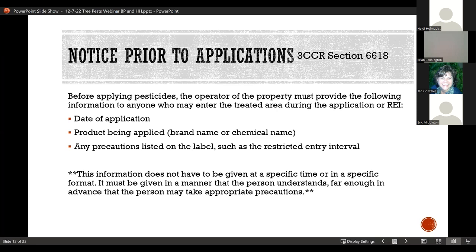There's no specific deadline or format for providing this information. You don't even have to give it in writing. It can be verbal. It simply has to be provided in a manner that the person receiving it understands, and it has to be given far enough ahead of time that they can take appropriate precautions. And note, a business hired to perform pest control is only responsible for notifying the property operator. The property operator must assure that the notice is forwarded to anyone who might be like an employee or member of the public who might enter the treated property.